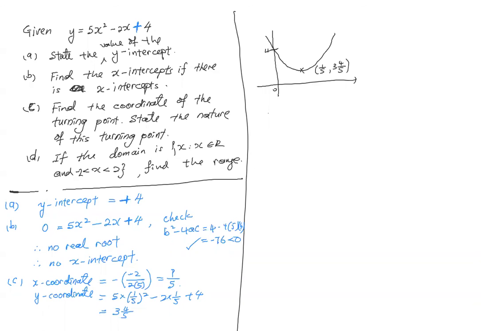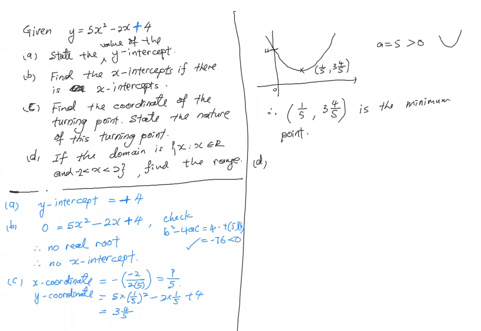So therefore, because my a is equal to 5, which is greater than 0, the curve goes like that. So therefore, 1 over 5 and 3 and 4 over 5 is the minimum point. So you see the minimum value is positive. So therefore, the graph doesn't cut the x-axis. Right? Okay, so part D.